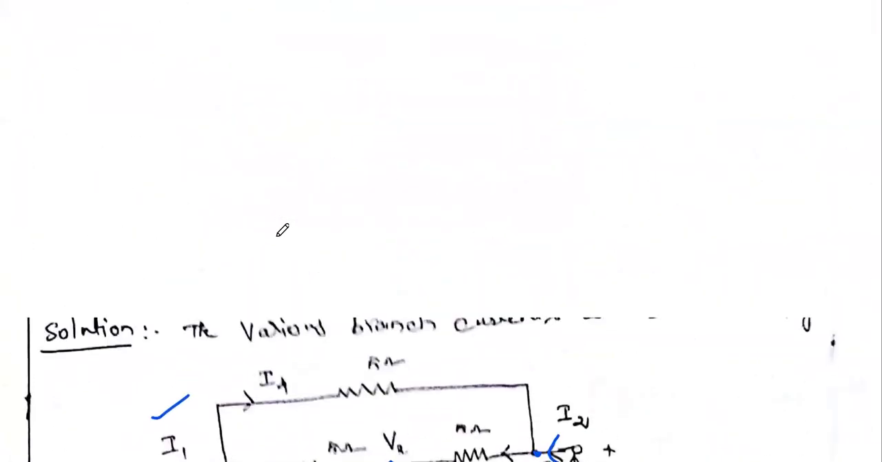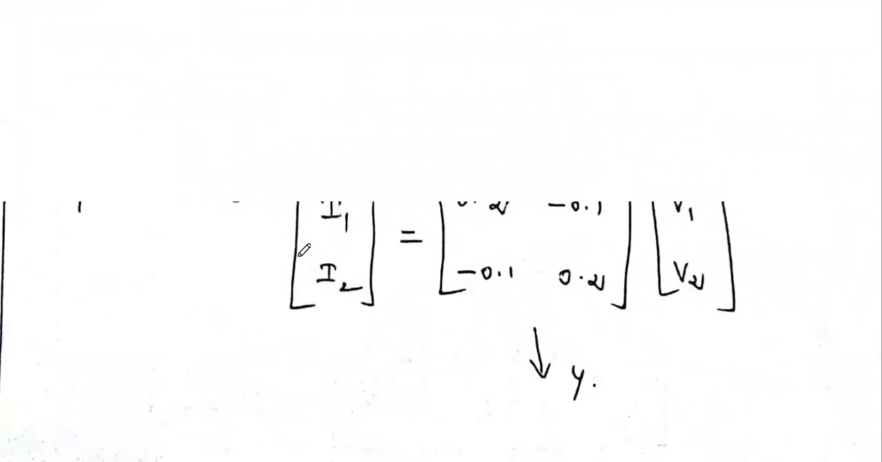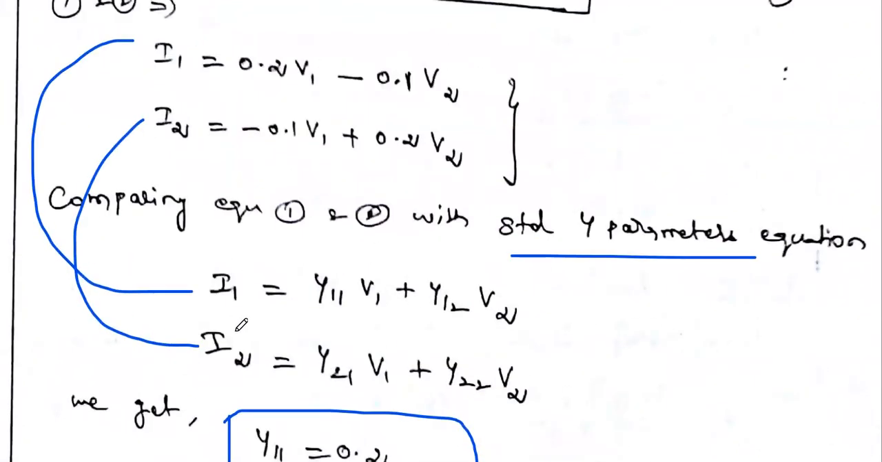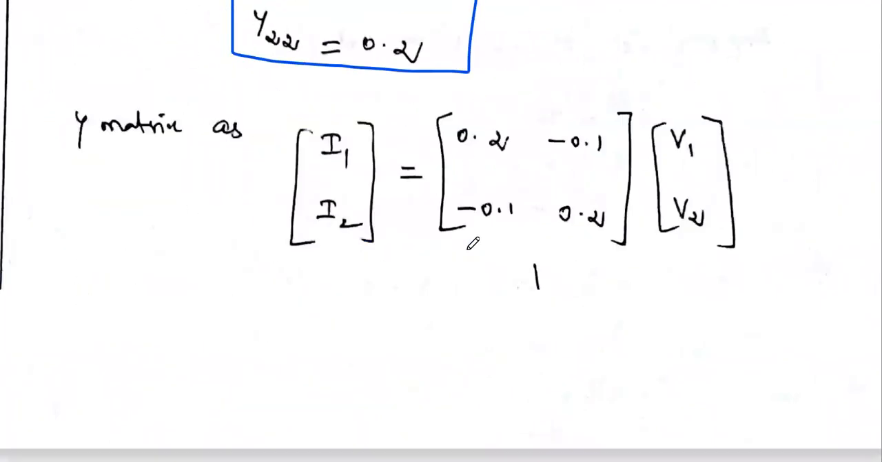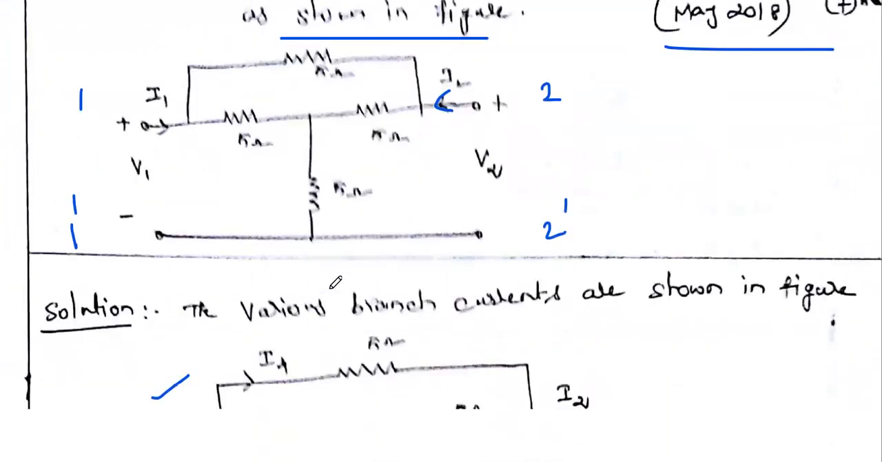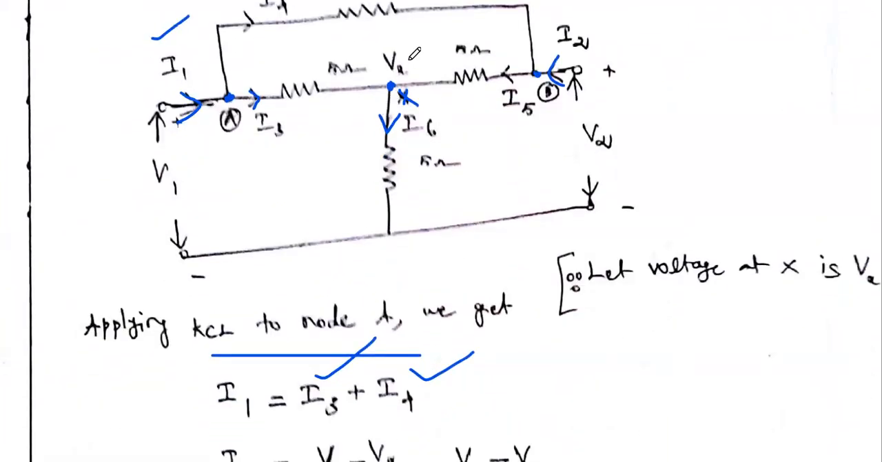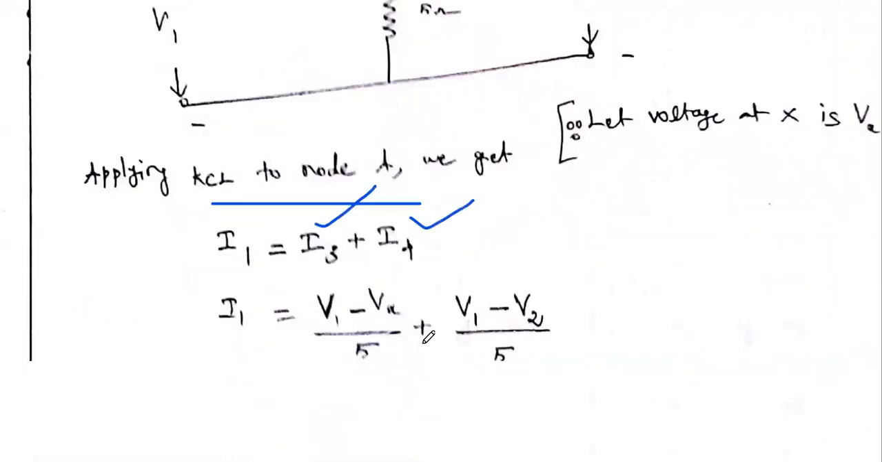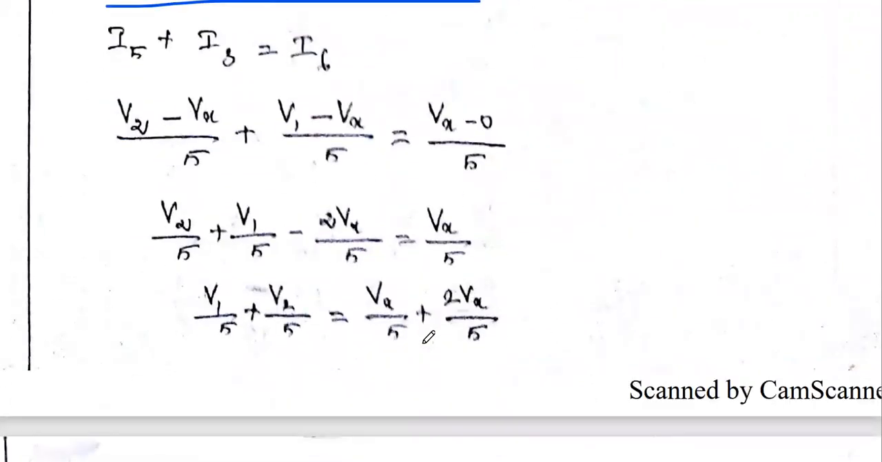This is another type of question. In the previous question there are only two nodes, so we can directly obtain the two equations, I1 and I2 in terms of V1 and V2. But in the second problem there are three nodes, so we get three node variables. The Vx value we have to find out by applying KCL to the center node, and we have to substitute it in the first equation and third equation. We can get the I1 and I2 equations in terms of V1 and V2. So these are the two problems we solved using the y parameter.